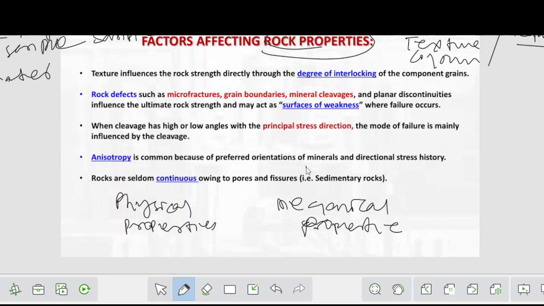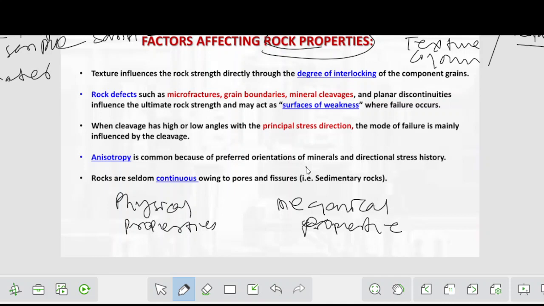This is very basic, right? You tell me. What is the basic difference between physical properties and mechanical properties? The physical properties are like color, hardness, shape. These are examples of the physical properties, which we observe on the rock surface. Okay, and what about the mechanical properties?